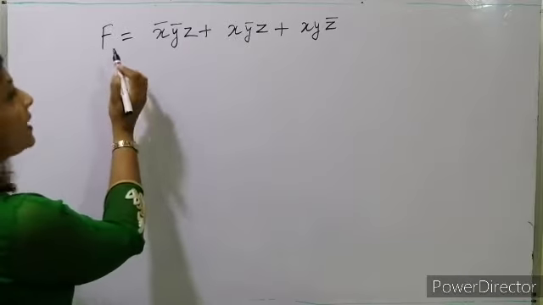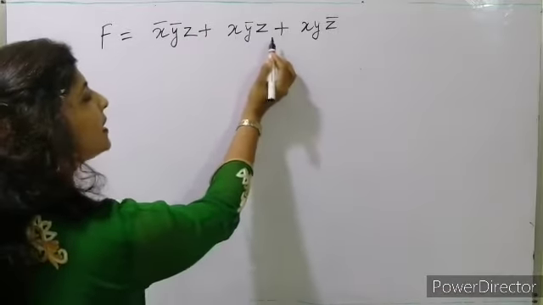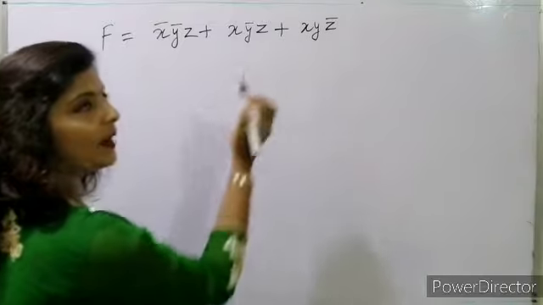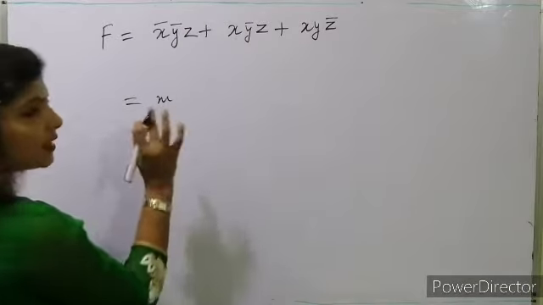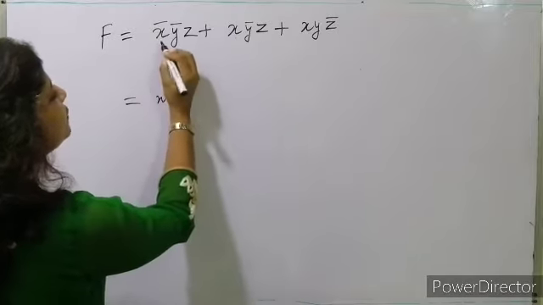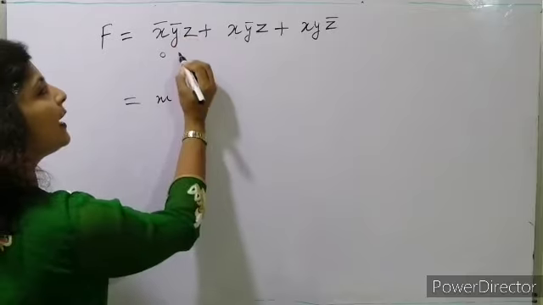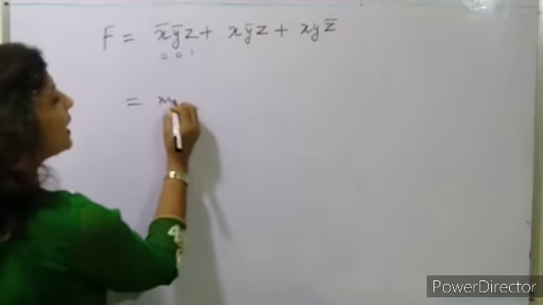So this is one function, f is equal to x bar y bar z plus x y bar z plus x y z bar. So first of all we have to write in min term के term में लिखना है. So how we'll write? First of all, this is x का value 0, y का value 0, z का value is 1. So ये क्या है, 0 0 1 मतलब m1.